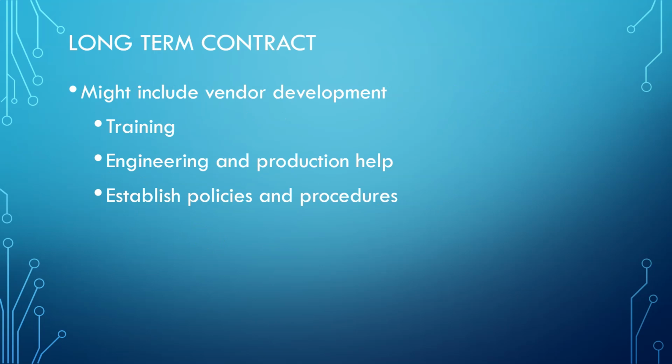The long-term contract which leads to partnership and integration might include vendor development, which means that the company will assist their vendor by training their employees. So some of the companies will send their employees to the vendor to train them on the way that the product should look, the design, and other things. By providing design feedback and adjustments, you can adjust the design if needed, and by helping in engineering and production, and by establishing policies and procedures that will increase the efficiency of the supply chain.